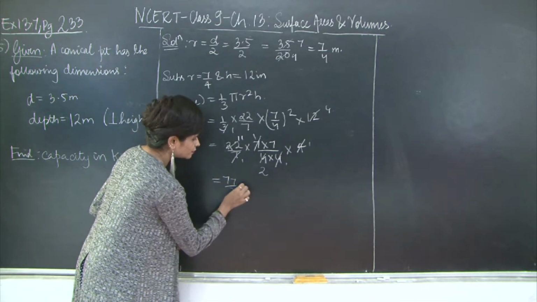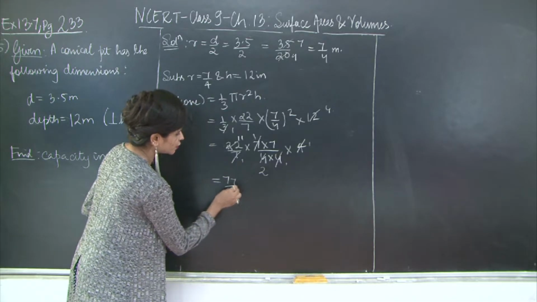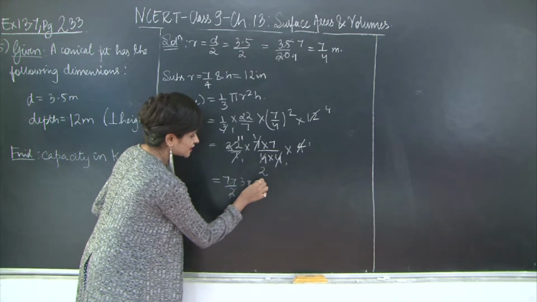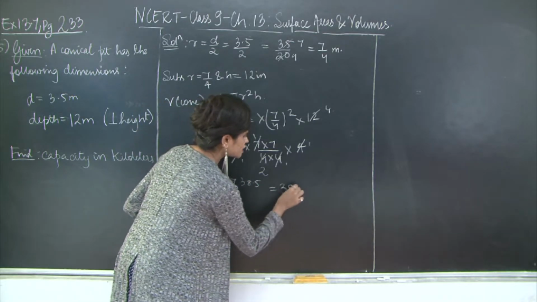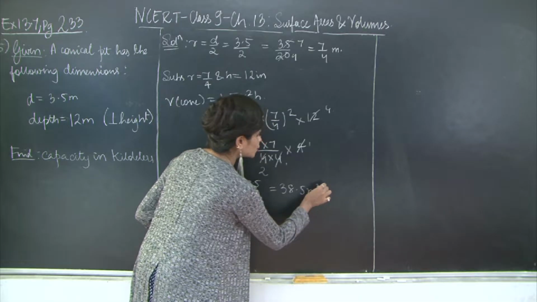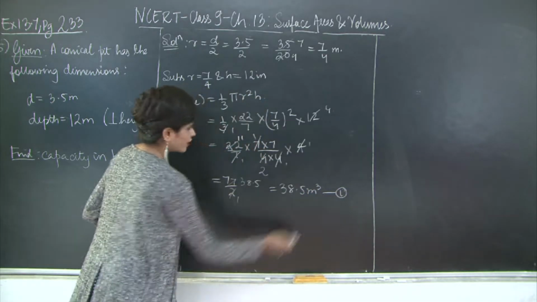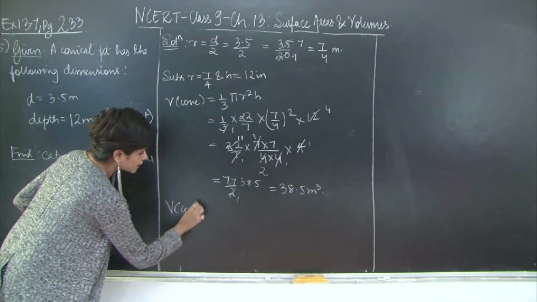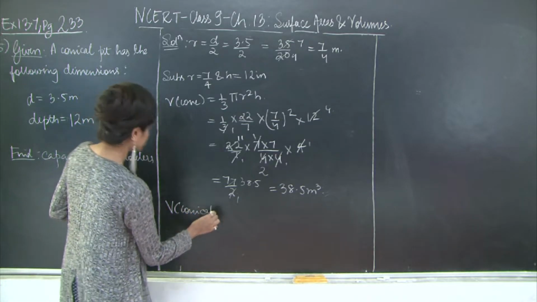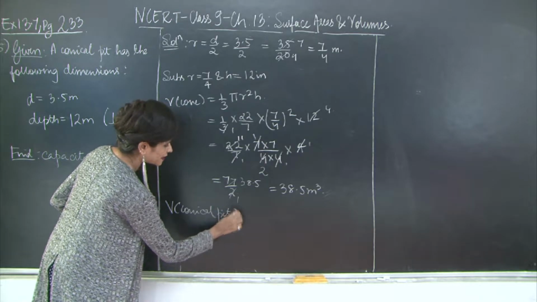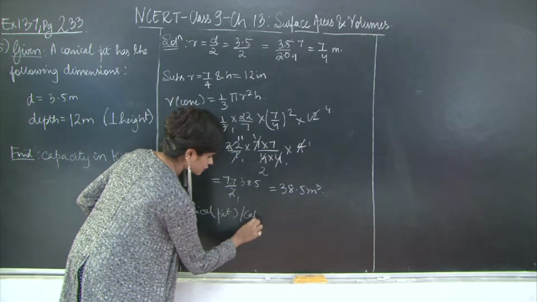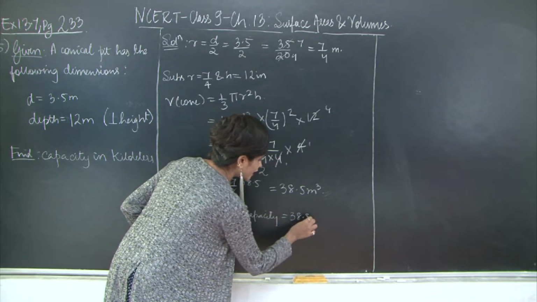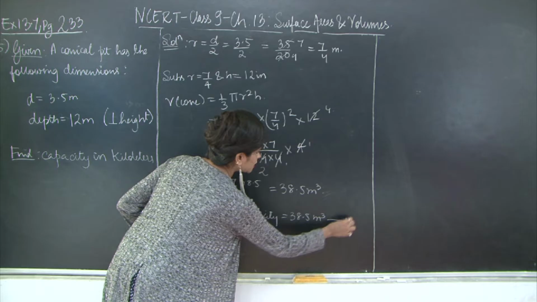This is equal to, if you divide further, 2 1s are 2, 2 3s are 6, 2 8s are 16, 2 5s are 10. This is equal to 38.5 meter cube. Let me rewrite the volume. Volume of conical pit or capacity is equal to 38.5 meter cube. Let's mark this as 1.